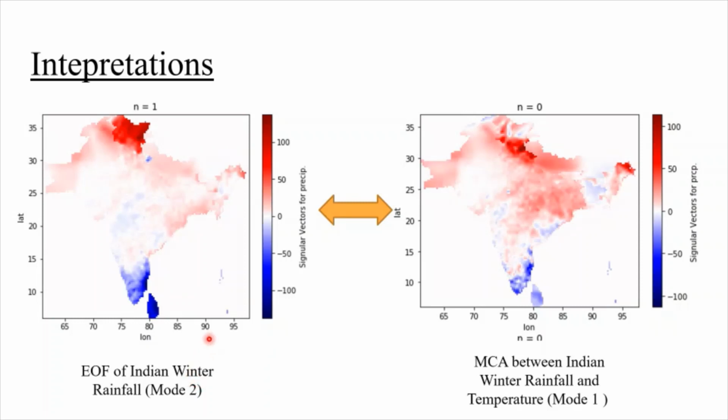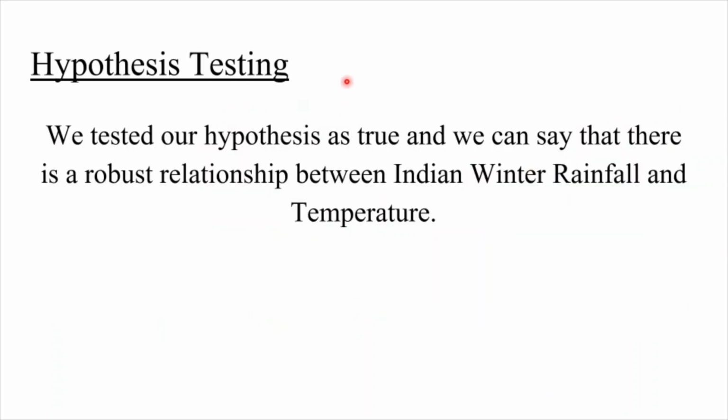So this means, if we follow the Mishra et al. paper, that the results indicate the existence of a robust pattern of variability in Indian winter rainfall that has a consistent relationship with Indian winter temperature. So this finally means that the hypothesis we took was true, and we can say that there is a possibility of a robust relationship between Indian winter rainfall and temperature.